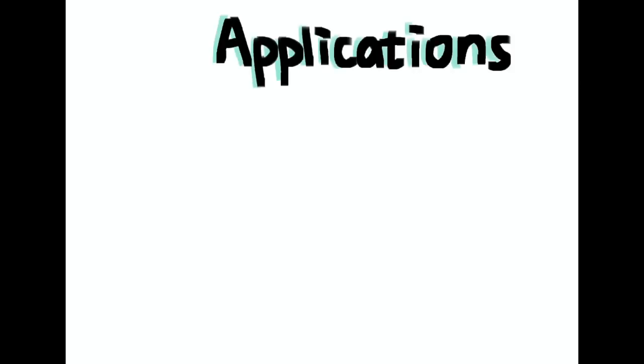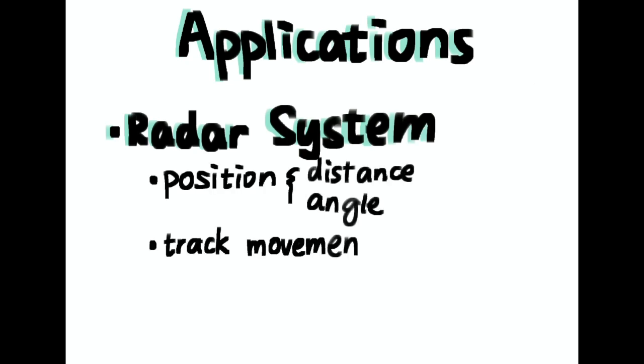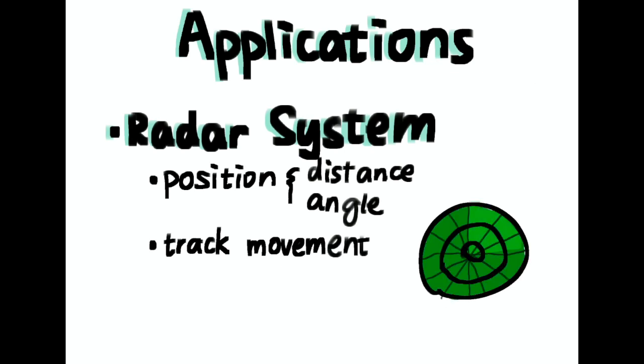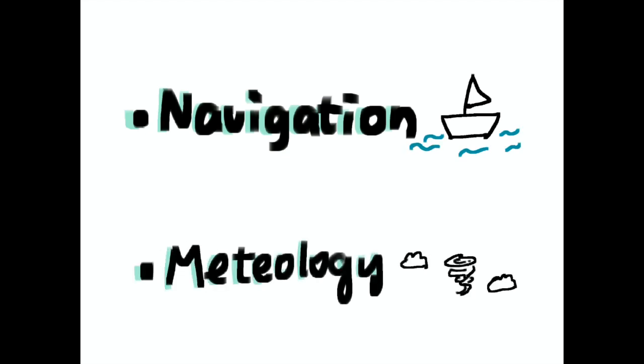Some important applications of the polar coordinate system include the radar system. The basic principle of a radar system is just to detect and keep track of the movement of an object in terms of its distance and angle from the origin. And this mathematical concept is also widely used in other fields like navigation and meteorology.